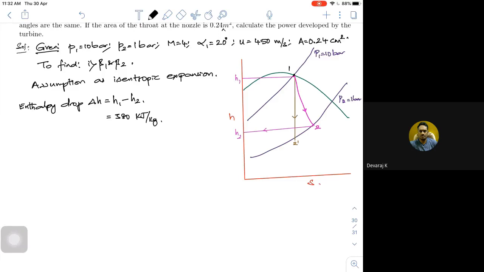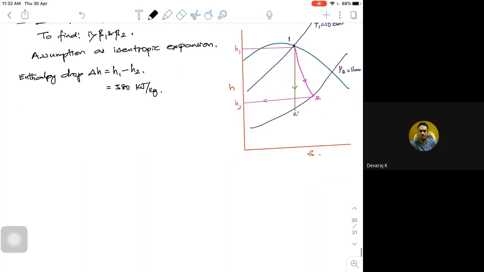Now I don't know the velocity. I need to solve this problem further. For beta 1 and beta 2, I need some velocities. How can I find the velocity of the jet, that is, the velocity of the steam? So this is your V1.